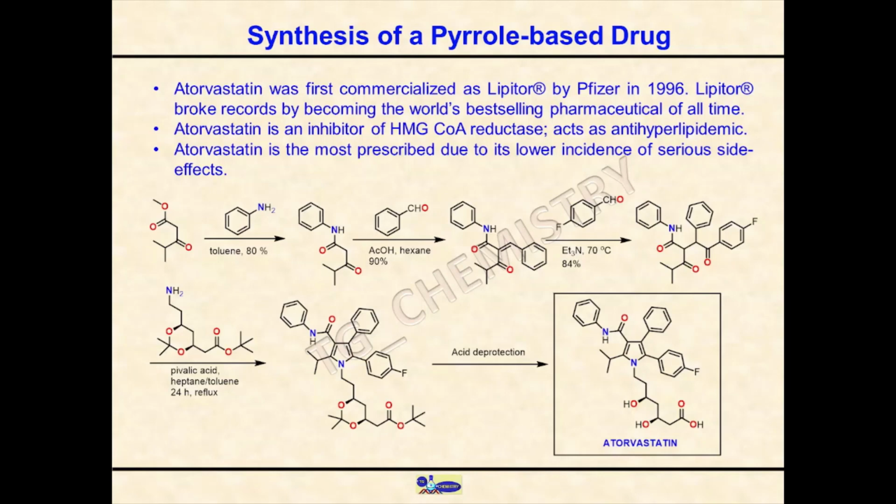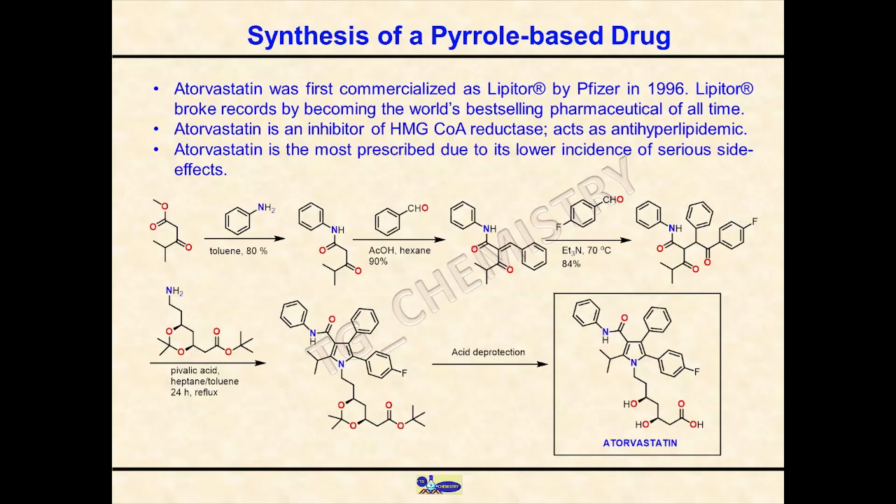It starts with a beta keto ester compound, which upon reaction with aniline gives the corresponding amide, and further reaction of this amide with benzaldehyde will end up with the amide derivative with an active vinylene ring, and then on reaction with parafluorobenzaldehyde will lead to the fluoro derivative.